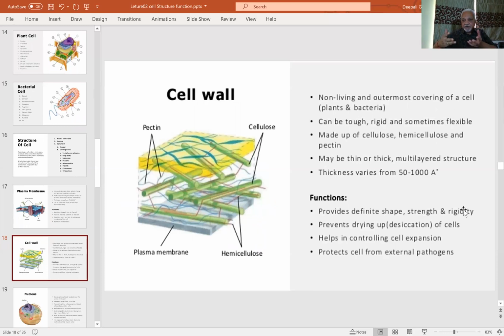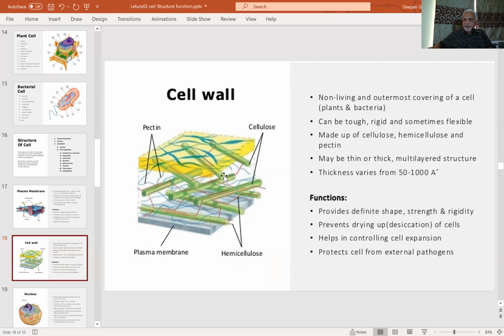And then in plants, the outermost covering is the cell wall, and that's the difference between animal and plant cell. The presence and absence of cell wall is the major difference. We will talk about that later. But this covering or envelope is basically made up of complex carbohydrates, which are pectin, cellulose, and hemicellulose. This is the structure, and this is the plasma membrane.